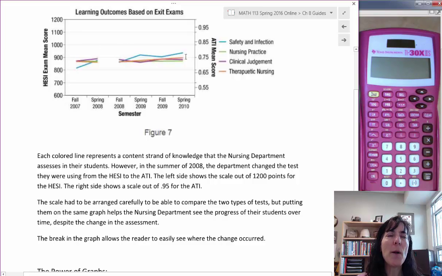And it looks like they're improving somewhat, especially this green line, because that's the safety and infection, and it's just continually going up. So that one's pretty good.